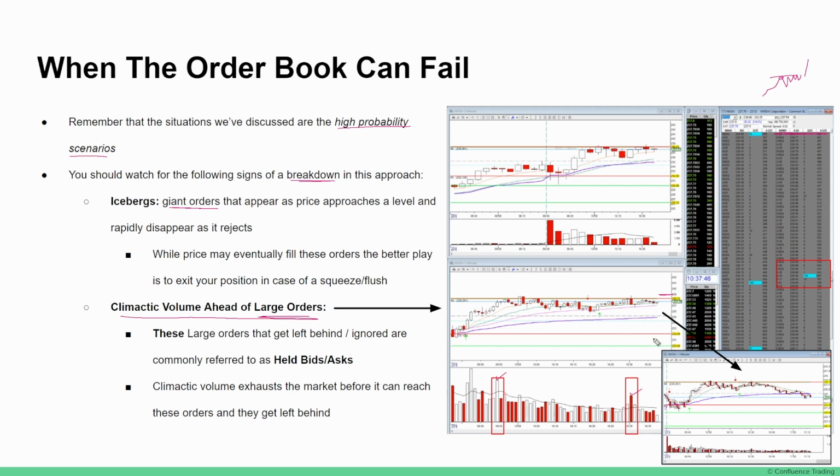And so you can see what ultimately happened on NVIDIA here after these two large climactic volume events is that we did reject down for basically the entire rest of the day. So those are two examples of how the order book can fail.